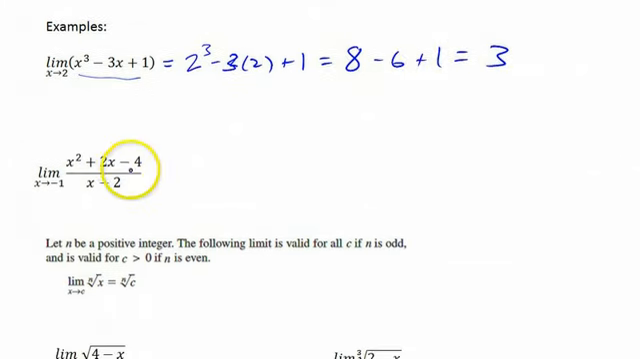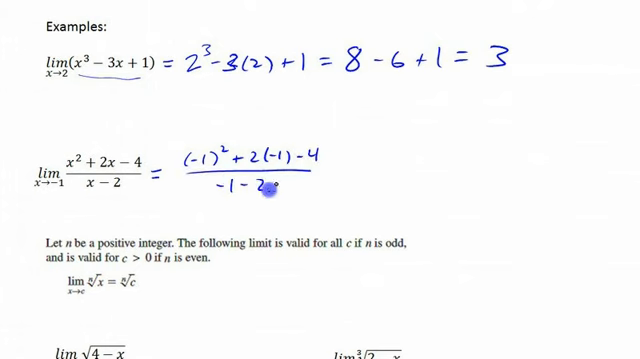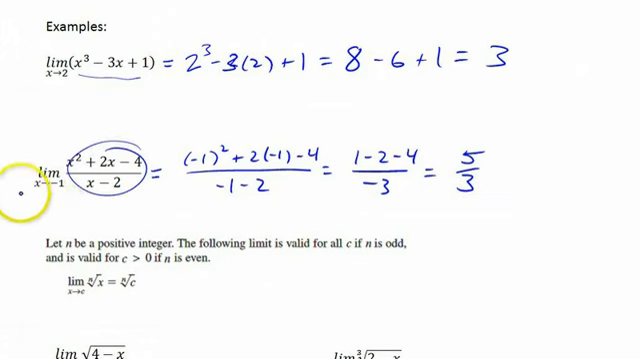Okay, how about this rational function here? Well, when I plug in negative 1 for x, that will not make my denominator 0, so we're safe plugging it in. So I get negative 1 squared plus 2 times negative 1 minus 4 all over negative 1 minus 2. That's going to give me 1 minus 2 minus 4 over negative 3, and that'll give me negative 5 over negative 3, which is 5/3. So that is the limit of this rational function as x approaches negative 1.